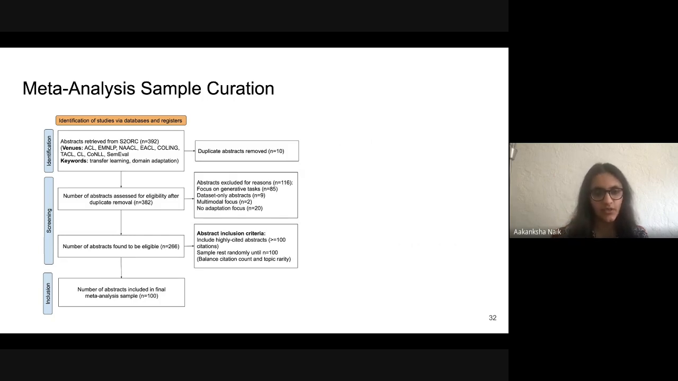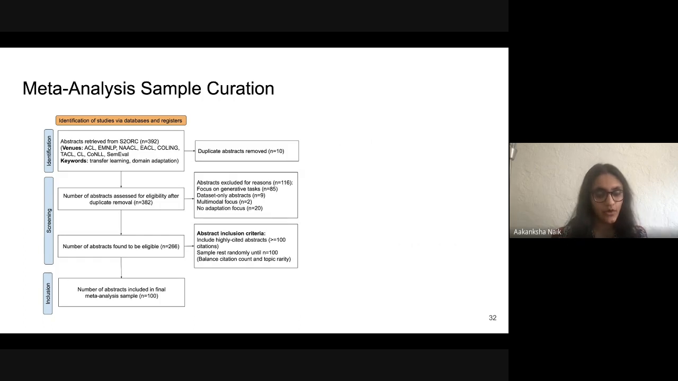Because we are interested in looking at adaptation methods in the NLU setting for various tasks, we excluded all of the abstracts that had a focus on generation-specific tasks. We excluded all abstracts that were only proposing data sets and no adaptation methods. And we also excluded papers that had no focus on adaptation or had more of a multimodal focus.